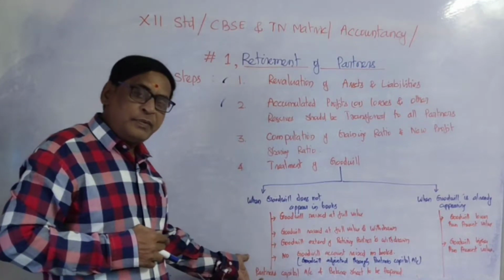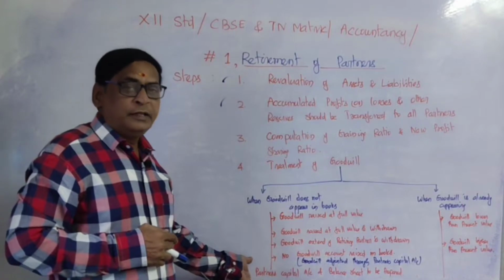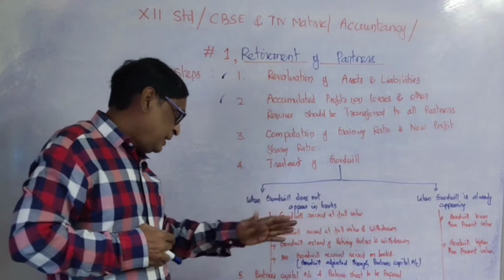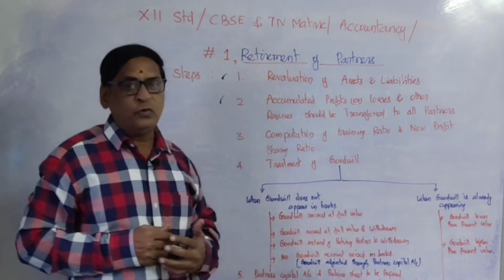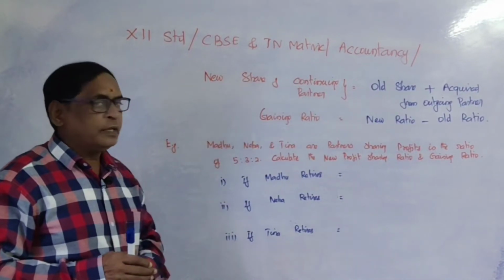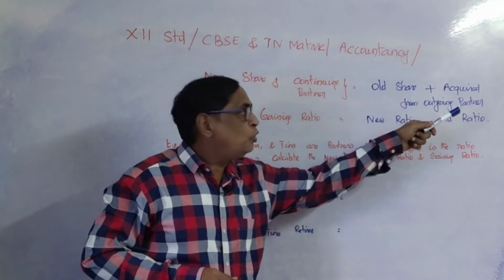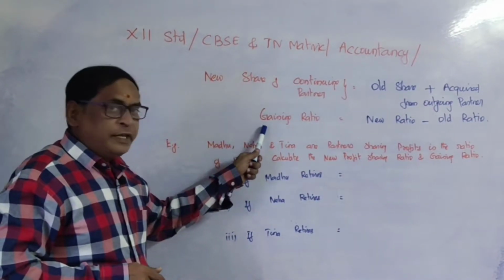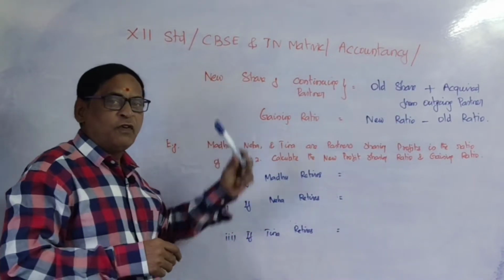In the partners' capital account we have to prepare how much amount is due to the retiring partner. That amount has to be calculated as on the date of retirement, and then the balance sheet is to be prepared. There are 5 steps we have to follow. To find out the new share of a continuing partner, the formula is old share plus share acquired from the outgoing partner, that means the retiring partner. And to find out the gaining ratio, new ratio minus old ratio. These are the common formulae.